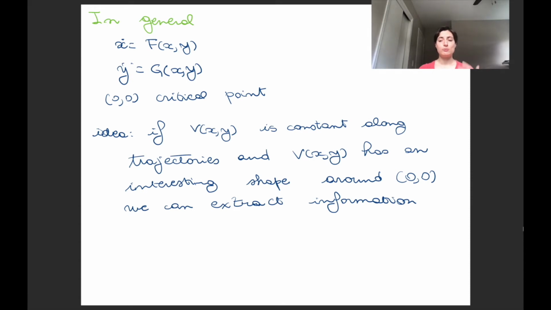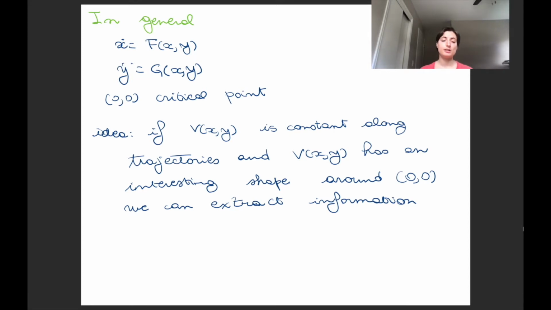Can we generalize this? Can we think of potential energy and kinetic energy and all the energies as part of something in a general autonomous system? Yes, but we have the problem that we actually have to build the energy function. So in general, we have the system in which x dot is a function f of x and y, and y dot is a function g of x and y. We assume that 0, 0 is the critical point. Obviously, it's just a shift if it's not 0, 0.